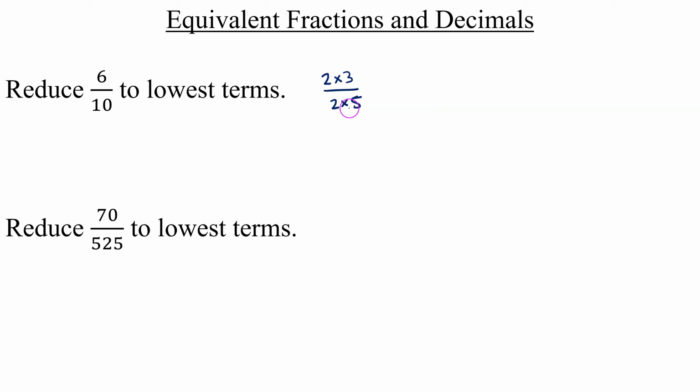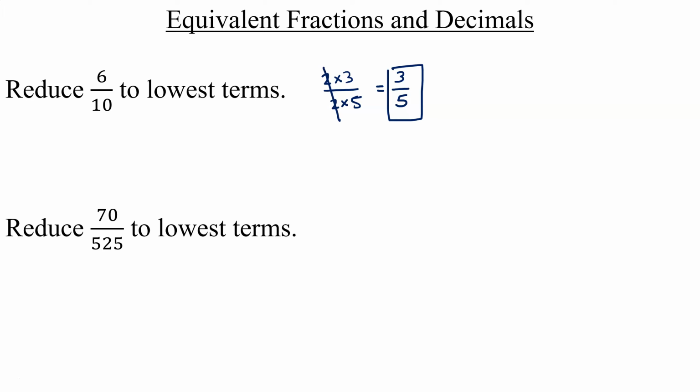Once you've done the prime factorization of your top and your bottom, what you want to do is see what do they have in common. They both have a 2. So I'm going to cross those out, and I'm going to write what is left over, 3 over 5. So this would be our fraction in lowest terms. And oftentimes when you're working problems dealing with fractions, it will be wanted that your answer is in lowest terms. So this is something that you're going to do often.